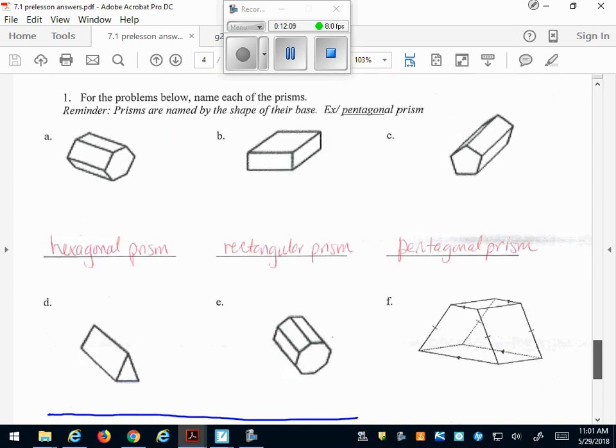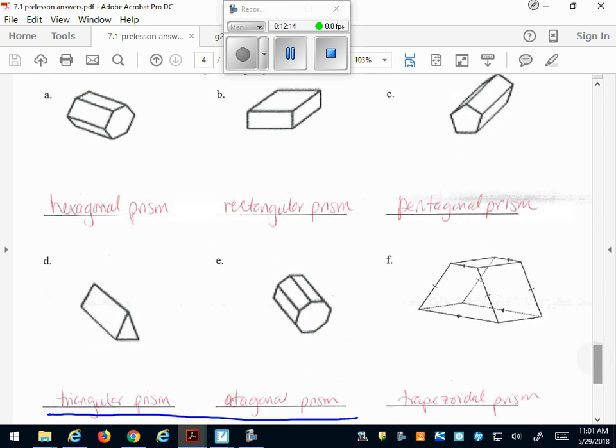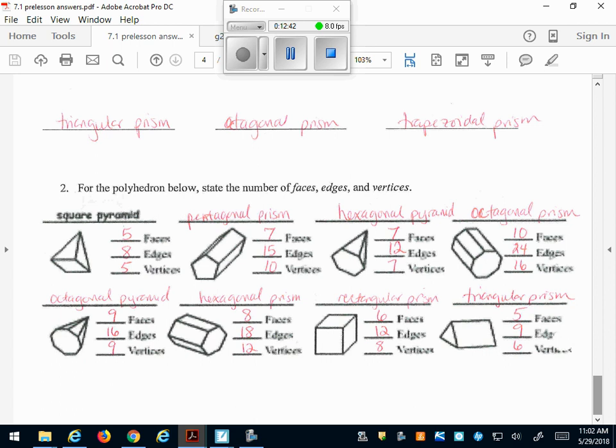All right, and then identifying the polyhedrons. There's the answers there. Remember, base does not mean bottom, so when you look at F, the base is a pentagon because there are 2 pentagons that are congruent and parallel. That makes them the bases. So it's a trapezoidal prism. Base does not mean bottom. All right, and there's the edges and faces, etc.